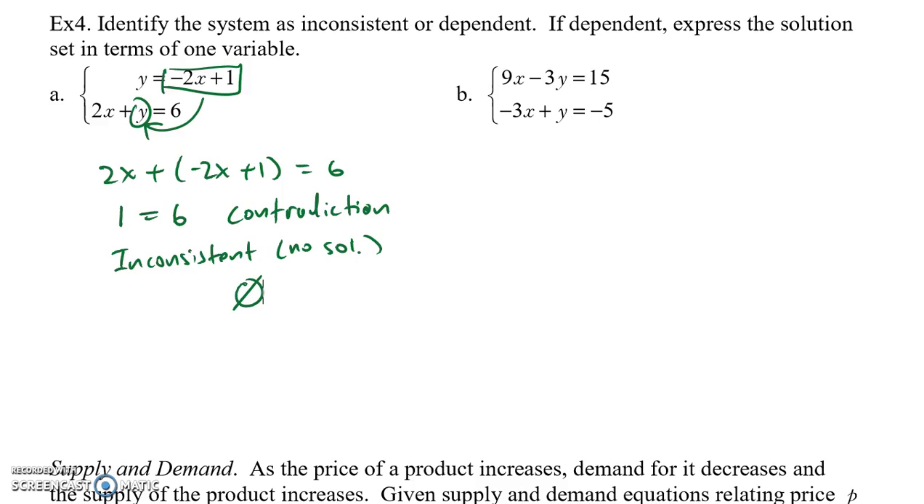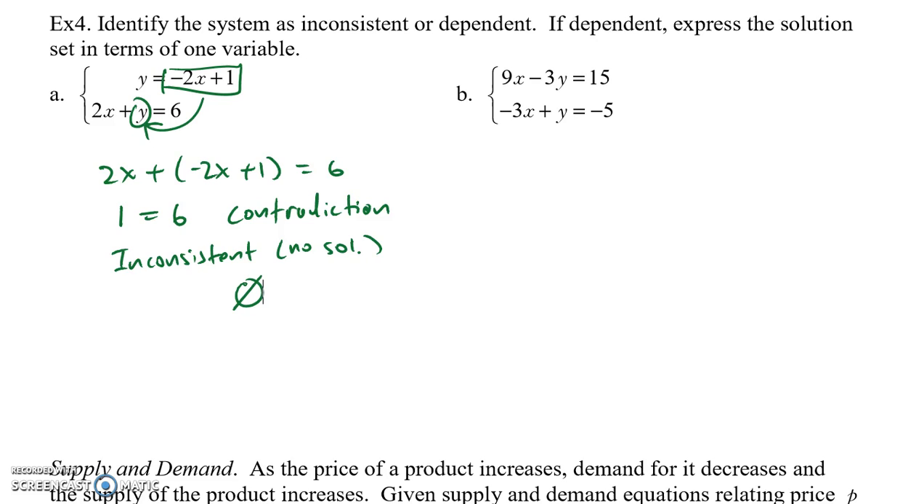We now continue with the section 8.1 notes. We're currently in example 4 on the third page, and we're ready to do part B. And we're dealing here with systems of equations that are either inconsistent or dependent.